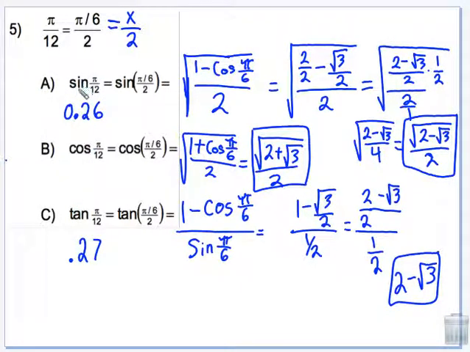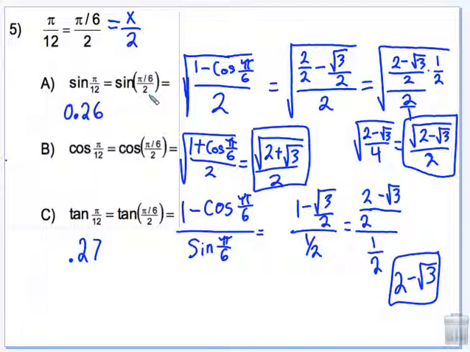So for number 5, we plugged in sine pi over 12 in the calculator. We made sure that our calculator was in radian mode first, and we got the answer 0.26 here. And then we plugged everything in to our half-angle identity for sine to figure out what the right side would equal.